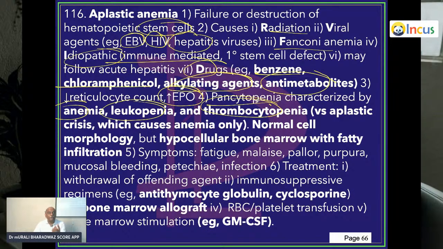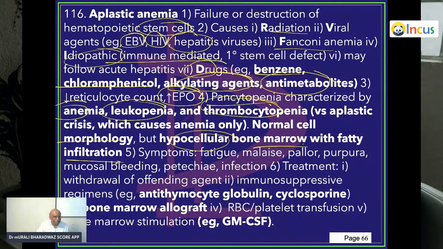But what type of anemia is it? Is it microcytic, normocytic? Aplastic anemia? Normocytic. Normocytic, but hypocellular bone marrow with fatty infiltration. Right? Aplastic anemia and anemia of chronic disease.